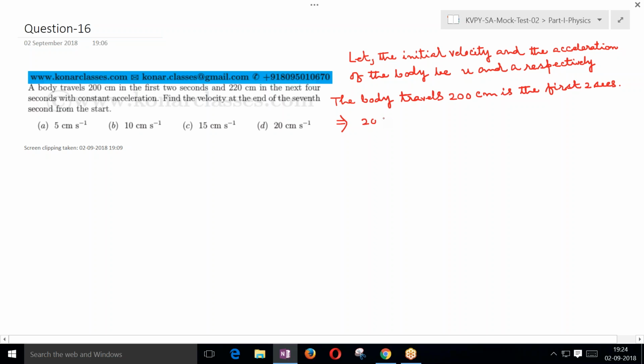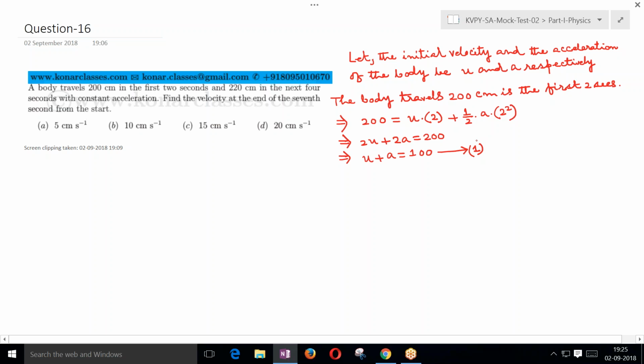So we can write 200, that is s, is equal to ut. u into t is what? Time is 2, plus half into a into t square, that is 2 square. If we simplify further, we will get 2u plus 2a is equal to 200, and that implies u plus a is equal to 100. So let us give this as equation number 1.